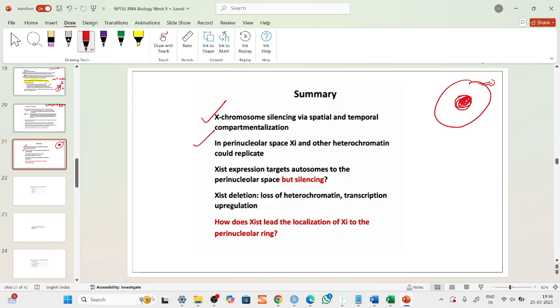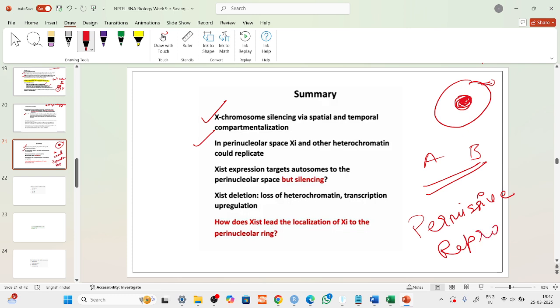Whenever we say compartmentalization, I don't know whether you know this concept or not, but there is a compartmentalization of the nucleus, and the two compartments are known as compartment A and compartment B. They are also known as permissive or repressive.